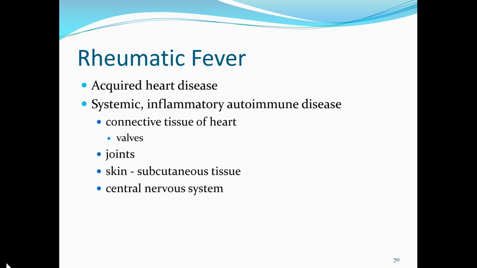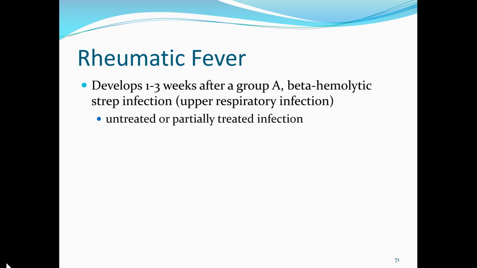All right, so it's a systemic inflammatory autoimmune disease, and it affects the connective tissue of the heart. So there's going to be long-term damage to those heart valves. It's going to affect their joints, their skin, their subcutaneous tissue, and their central nervous system. It usually develops about 1 to 3 weeks after a group A beta hemolytic strep infection. It can manifest as a URI or strep, and it's most common in patients 5 to 15 years of age.